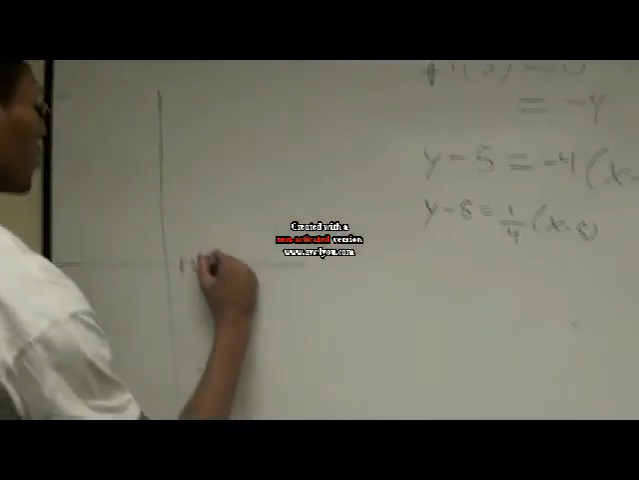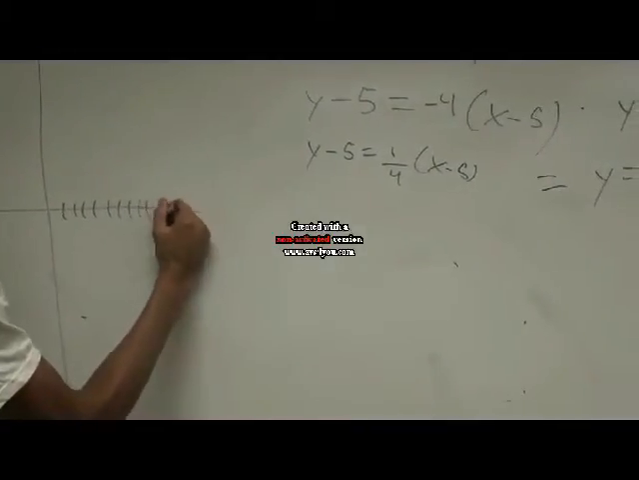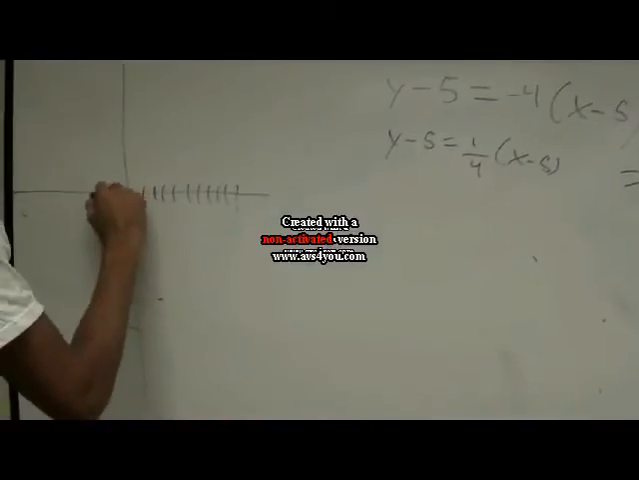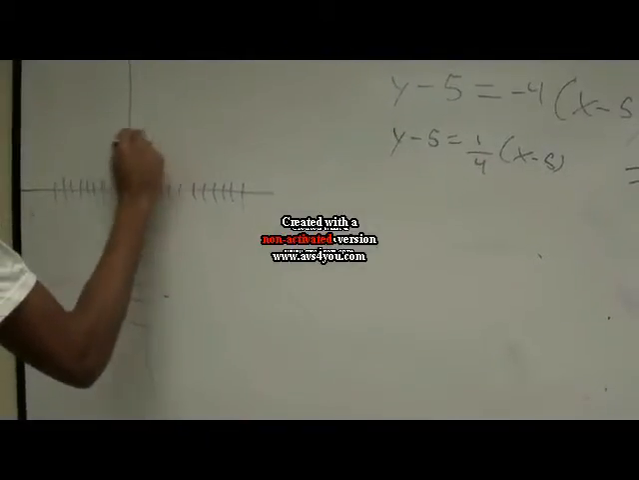So 1, 2, 3, 4, 5, 6, 7, 8, 9, 10. 1, 2, 3, 4, 5, 6, 7, 8. 1, 2, 3, 4, 5, 6, 7, 8, 9, 10. This is really stupid. 10.